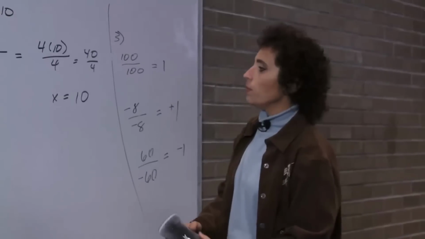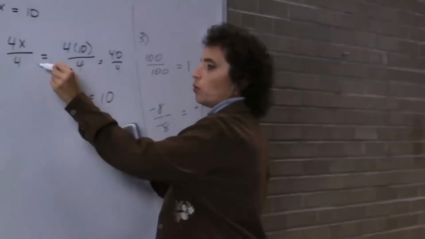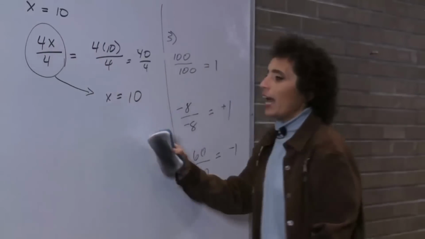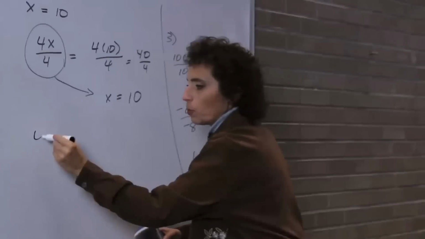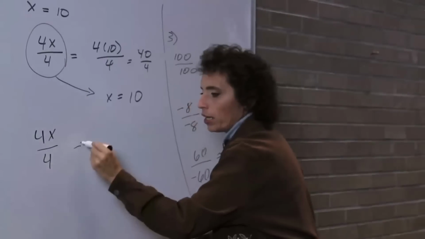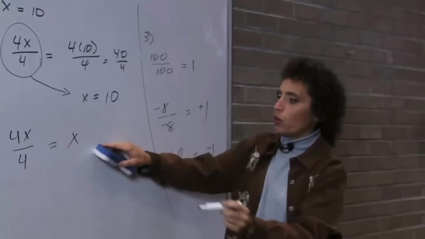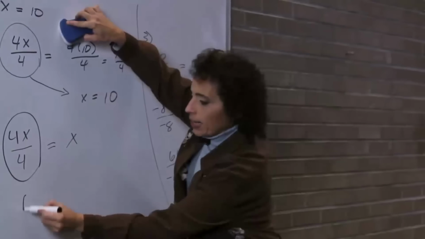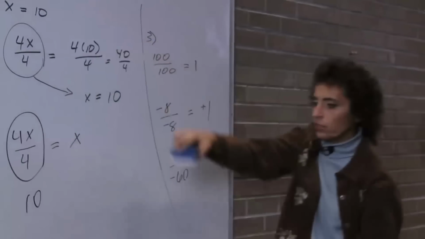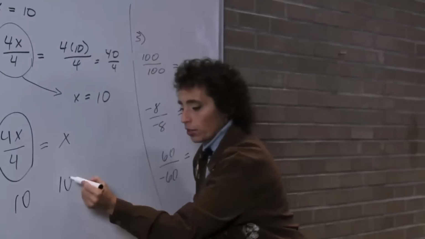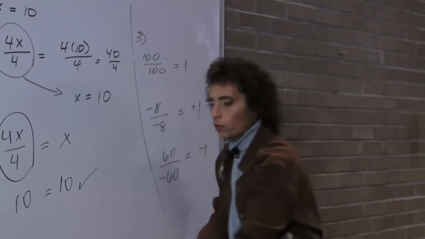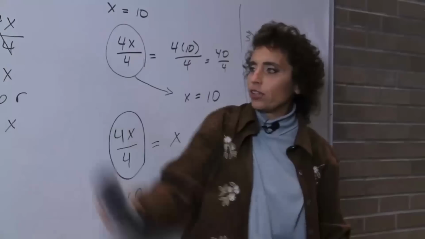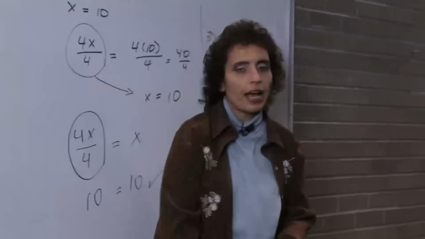So what did I just prove? I almost forgot. 4x divided by 4 is x. I just proved it because 4x divided by 4 when x is 10 is 10. That's 10 when x is 10, and this is also 10 because x was 10. So I did prove it with a number. 4x divided by 4 is x because I can just reduce that.